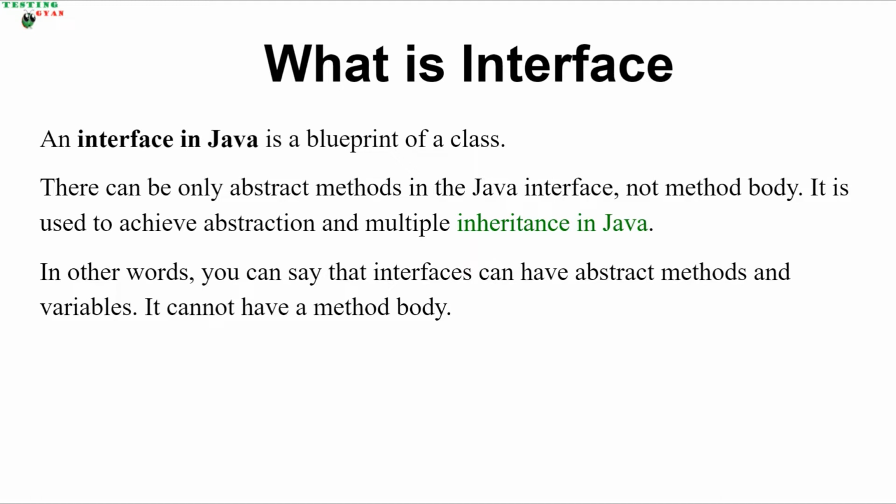and it cannot have a method body. Now the question comes into the picture: if we already have the concept of an abstract class, then why do we need an interface? So let me clear that for you. In an abstract class, we can have abstract methods as well as non-abstract methods. But in an interface, all the methods will be abstract, and there will be no non-abstract method in an interface. So I hope that difference is clear.